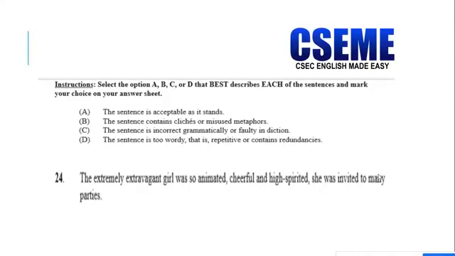All right, so let's go to 24. And the extremely extravagant girl was so animated, cheerful, and high-spirited, she was invited to many parties. What is it? Is it A, B, C, or D? And guys, we have one more, and then we kind of wrap up.